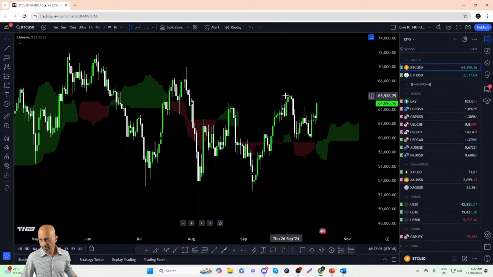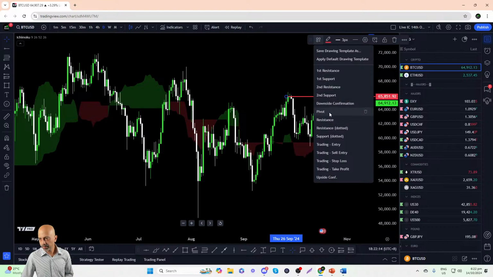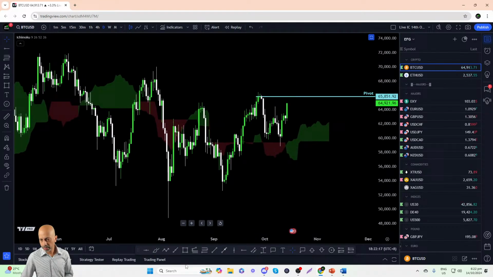So this is a nice swing high resistance here, which we can then identify as the pivot for today. This is a nice pivot level here at 65,851, which you can use as a potential take profit target. You can see Bitcoin is rising strongly, trading at around 64,922, towards the swing high resistance that was formed at the end of September.